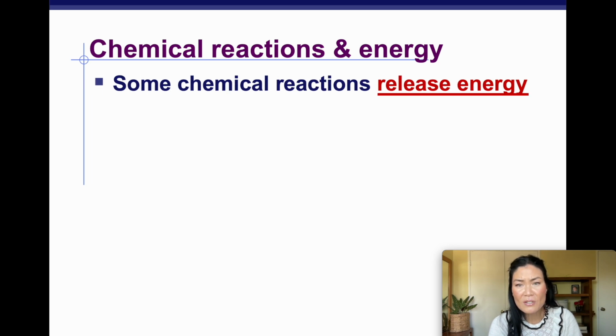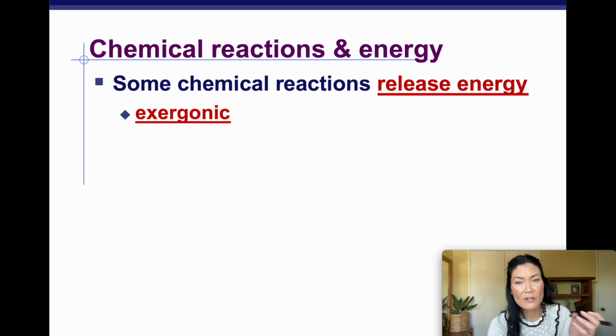Some chemical reactions release energy. So the ones that break bonds, that hydrolysis reaction or catabolic reactions, they release energy. And we also call them exergonic. When we think about the amount of energy that's being released or absorbed, in this chemical reaction where energy is released, we call it an exergonic reaction because energy is going out, okay?